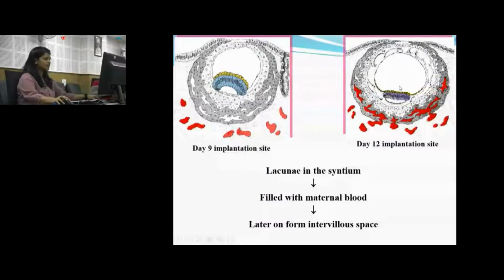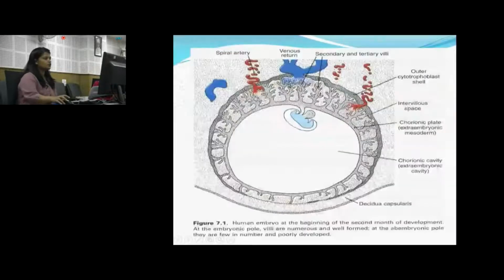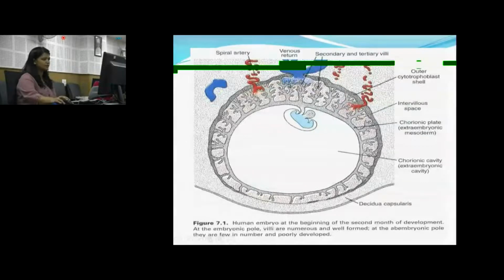Here the lacunae have been filled by the blood coming from maternal blood vessels. So as we can see here, the spiral arteries are branching and filling this intervillous space with the blood. Here is where all the nutrition will take place, and then the venous blood will be taken away from these spaces.